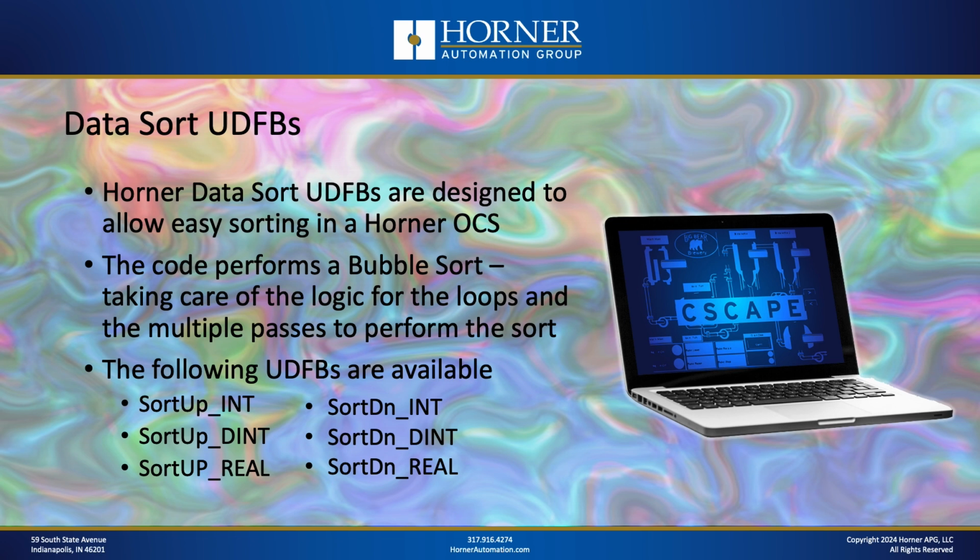Next, we have data sort UDFBs. So what these UDFBs do is they'll take an array of data and they'll sort those either in ascending or descending order. And we have user-defined function blocks for sort up and sort down. And we have ones that operate on integers, double integers, and real values. So these are data sort UDFBs. And they use a technique called a bubble sort. And if you want to learn more about what bubble sorts are all about, you can go to the specific video for these data sort UDFBs.